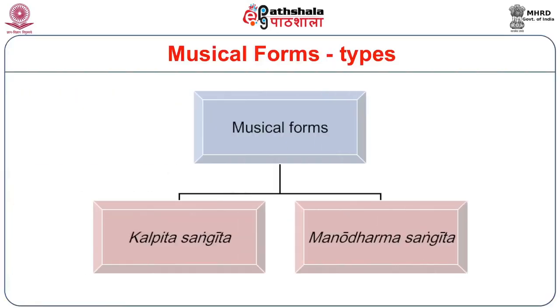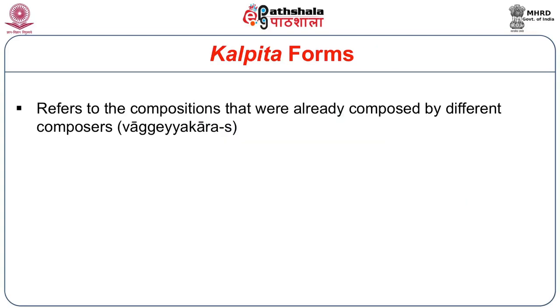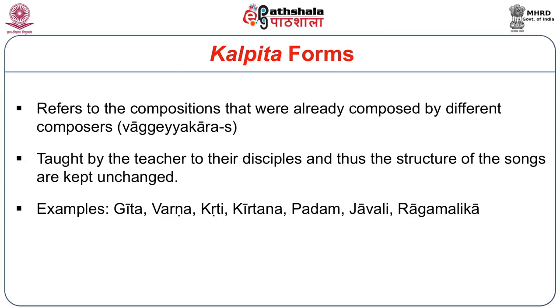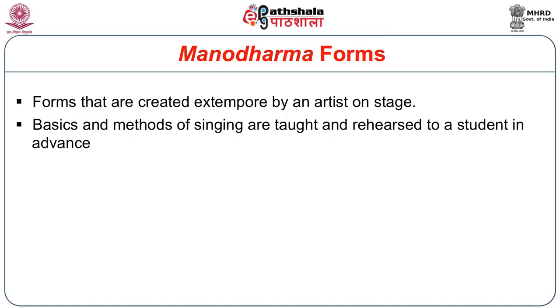Musical forms can also be classified into two more types. One is the Kalpita Sangeeta, another is the Manodharma Sangeeta. Kalpita refers to one which has already been composed by great composers, preset. It has to be learned from the teacher and kept intact. Manodharma Sangeeta is that which is created extempore on the stage by the artist. Of course, the technicalities and other things have to be rehearsed earlier. The examples for Kalpita are Gita, Varna, Kirtana, Padam, Javali, and so on.